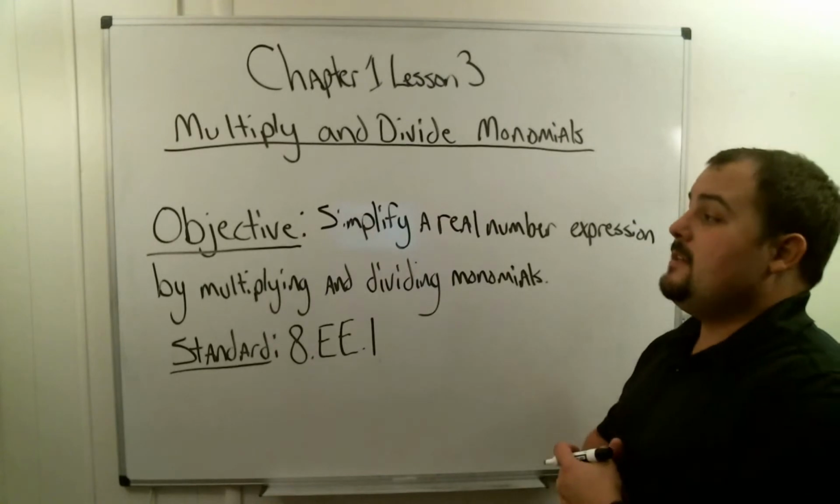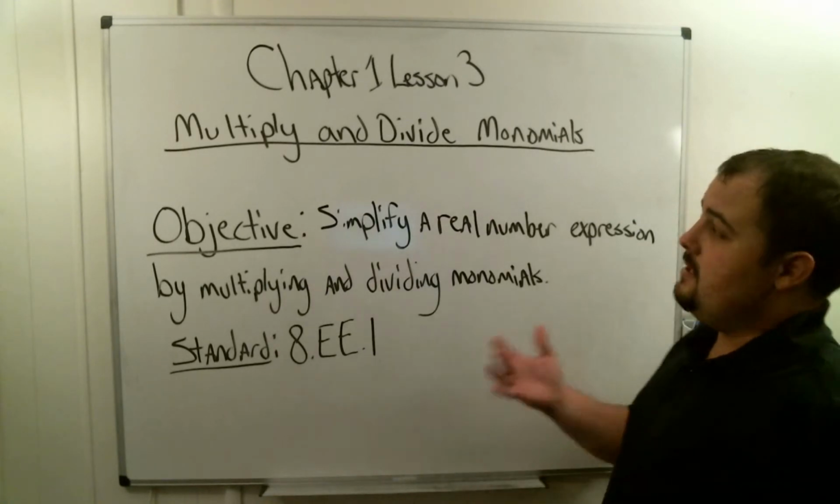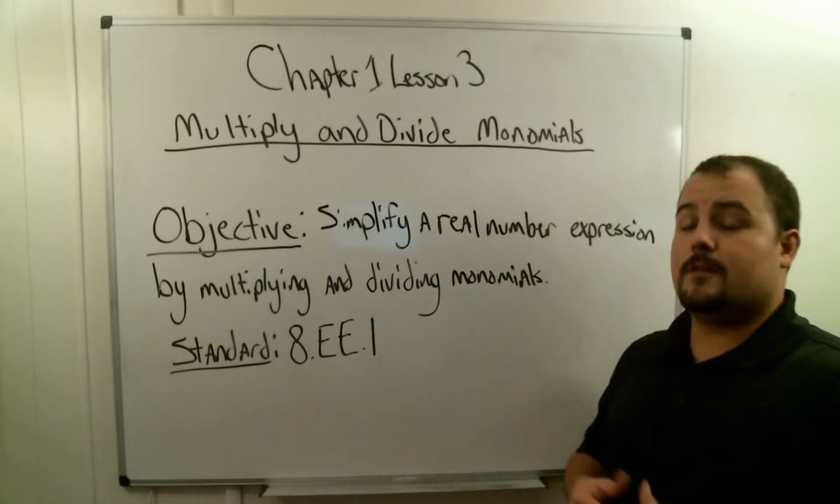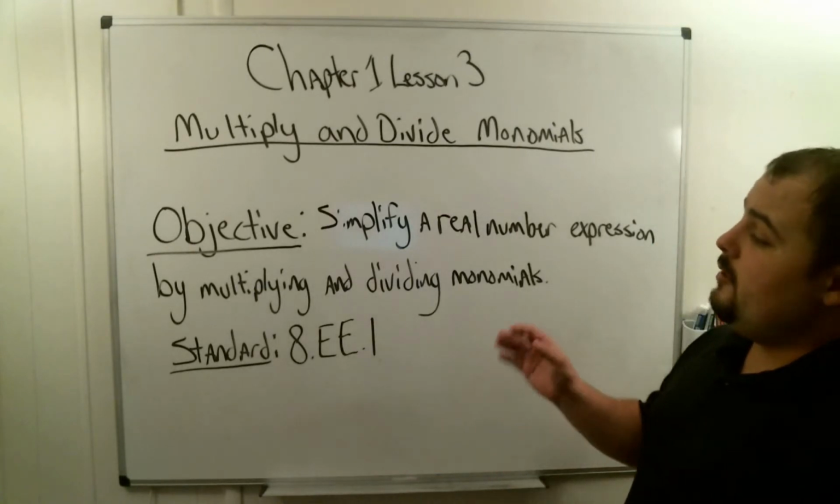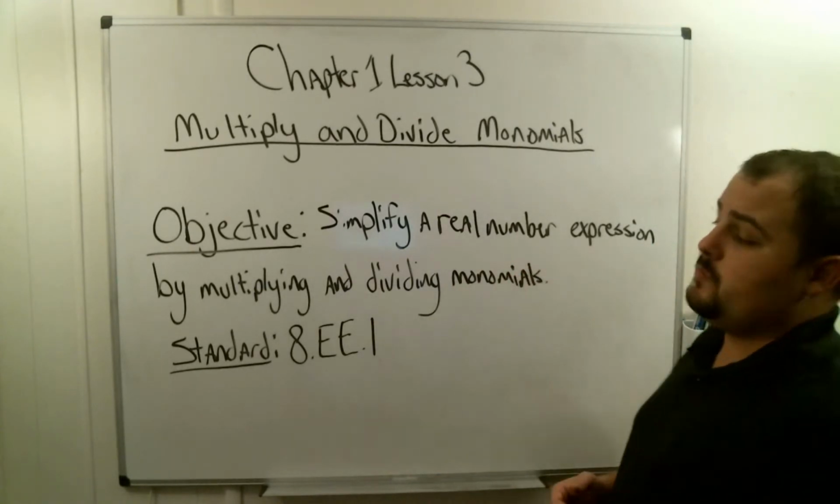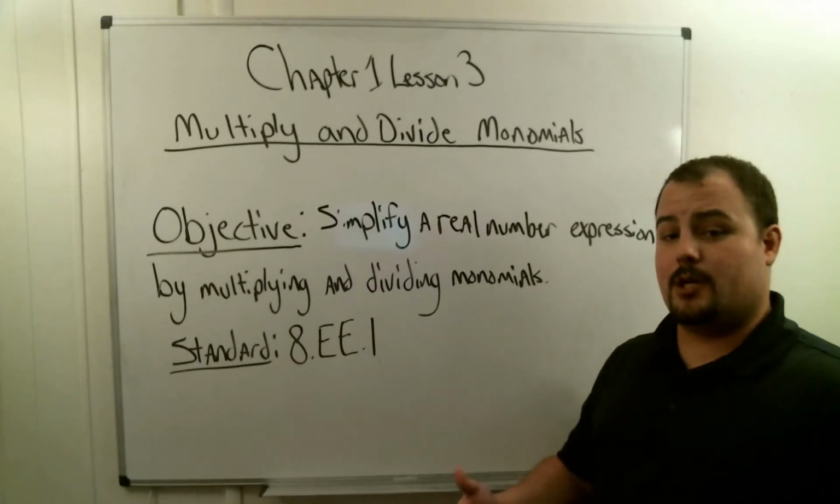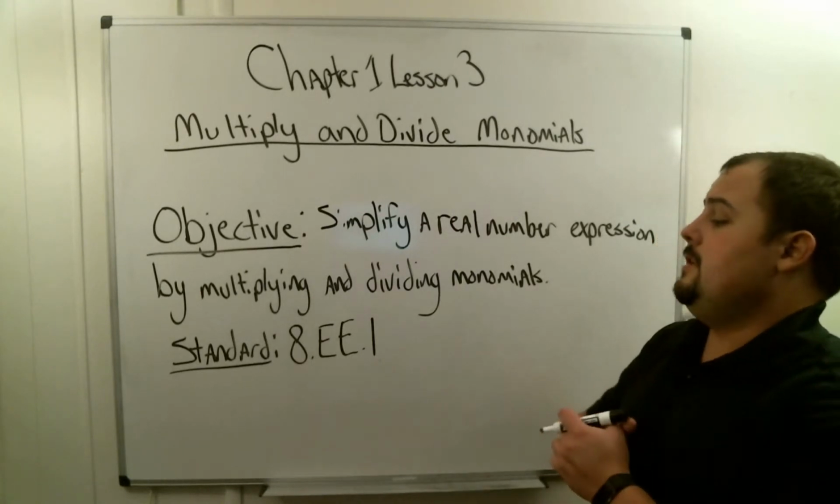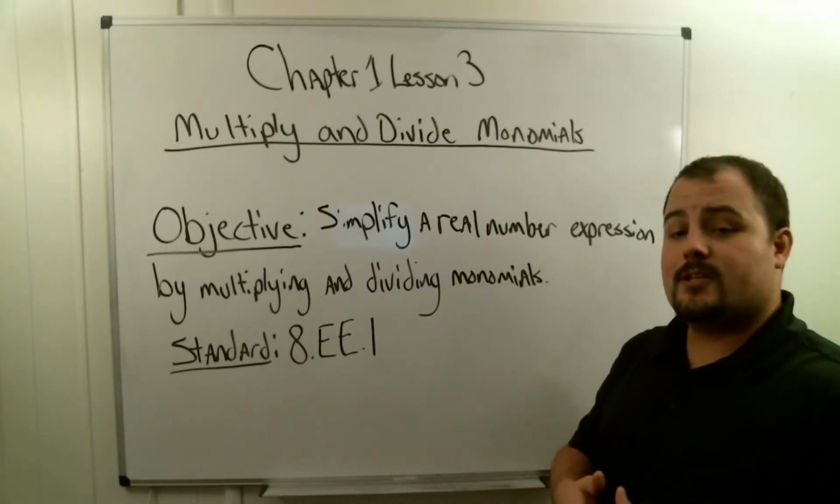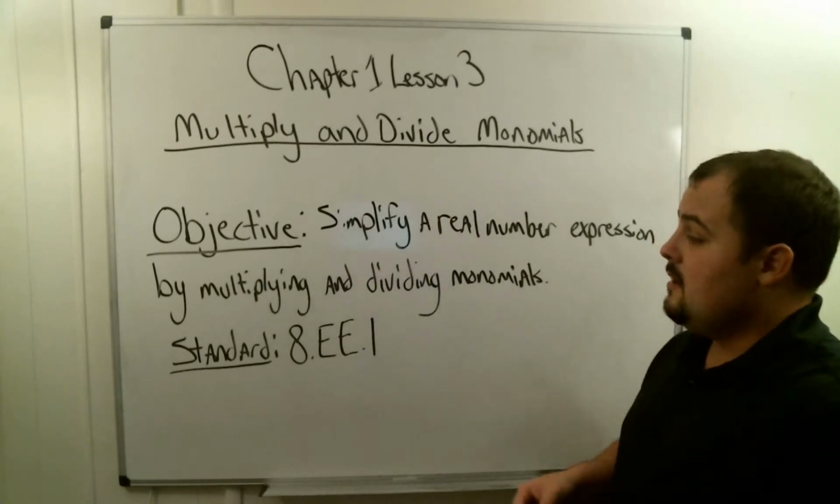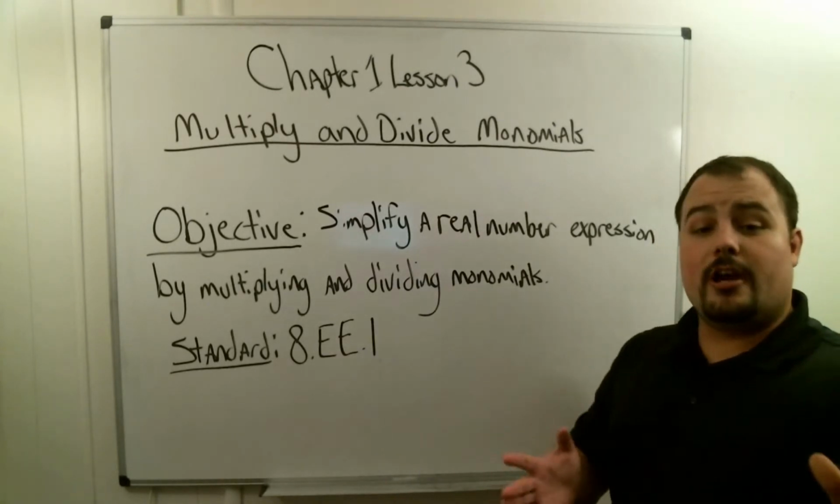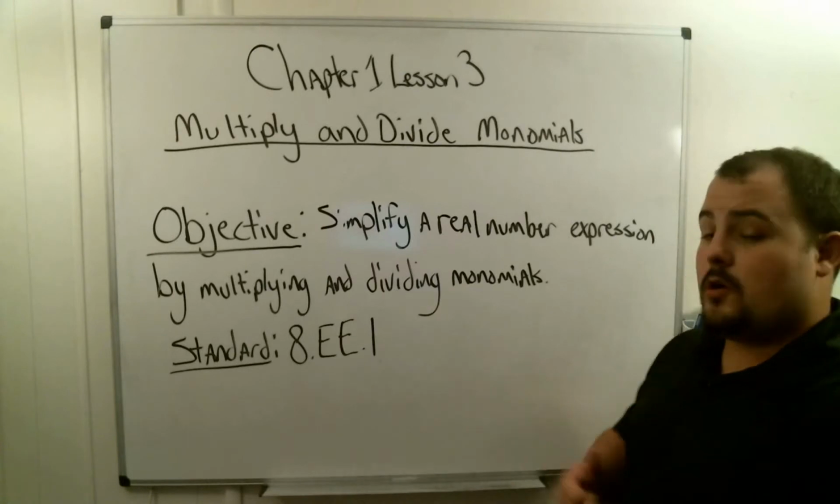What we're going to be talking about today is how to multiply and divide monomials. Our objective for today, which is our goal, is to simplify a real number expression by multiplying and dividing monomials. And the standard we're going to be addressing is 8th grade standard, equivalent expression standard number 1. So make sure you copy this down as your header on your first page, and then we'll get going.